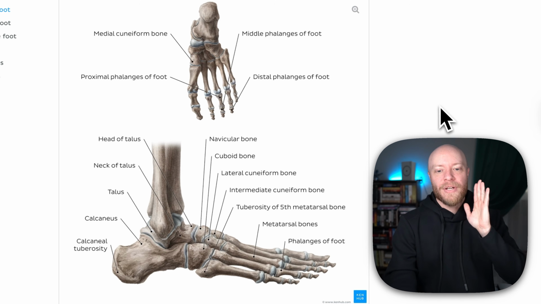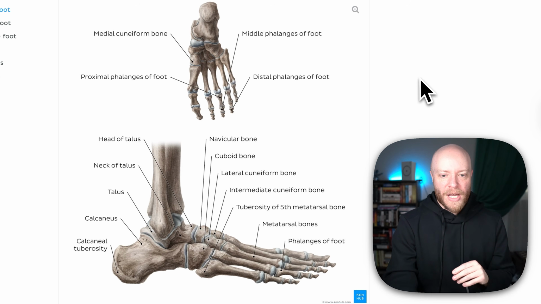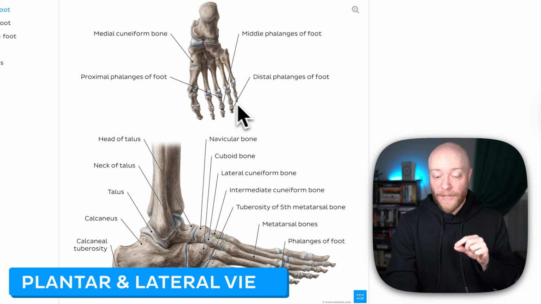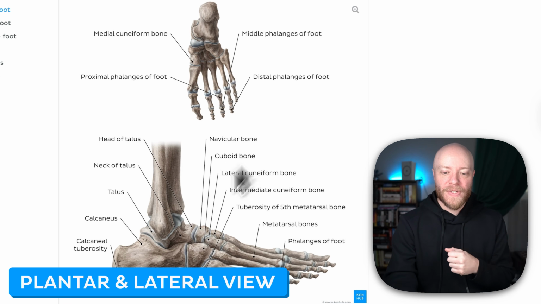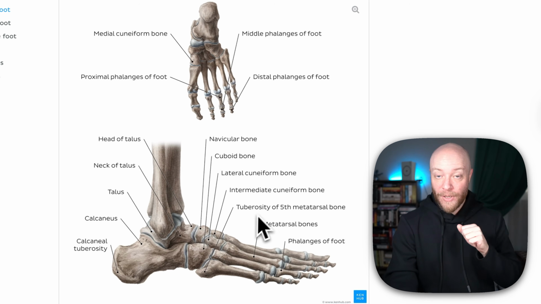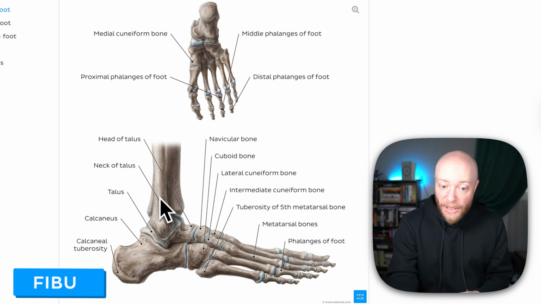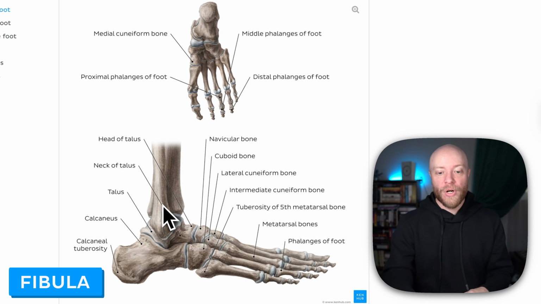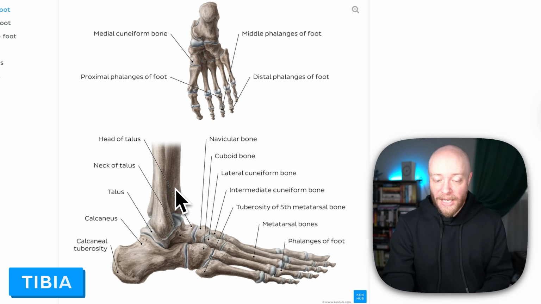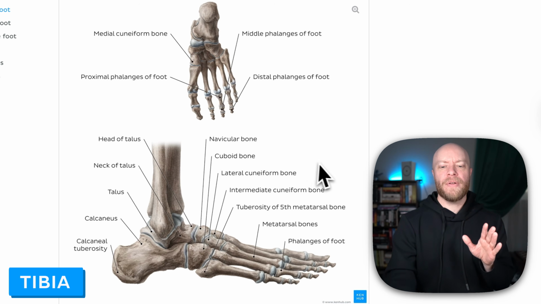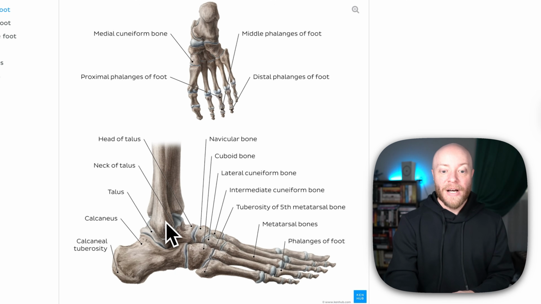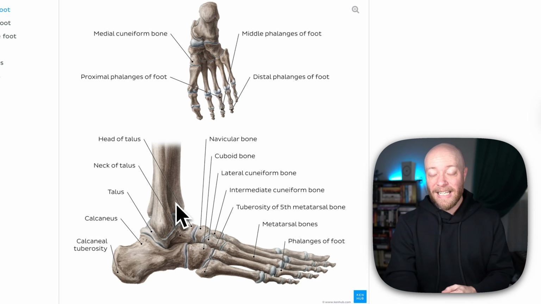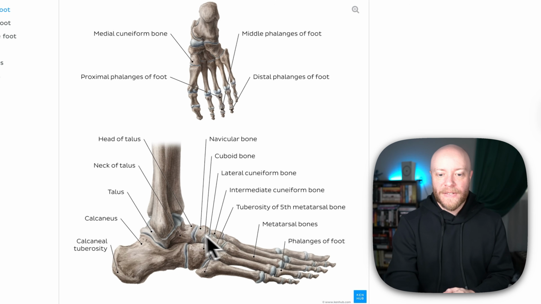Now, we have 2 views here in this image. We have a plantar view, and then we have a lateral view of the foot. This is a right foot, to be exact. Now, let's just orient ourselves even further before we get there. So you can see the fibula, which is going to be the more lateral of your crural bones, and then you have the tibia here. So the foot actually begins beyond the fibula and the tibia. So all of this would be considered the foot.